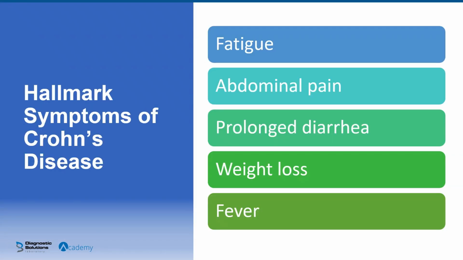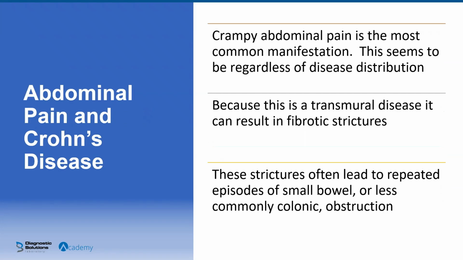Hallmark symptoms include fatigue, abdominal pain, diarrhea, weight loss, and fever. Crampy abdominal pain is the most common manifestation of these patients, and it tends to be present regardless of where the disease is. It's a transmural disease, which means fibrotic stricturing is often possible, and the strictures can lead to repeated episodes of small bowel and/or possibly colonic obstruction.